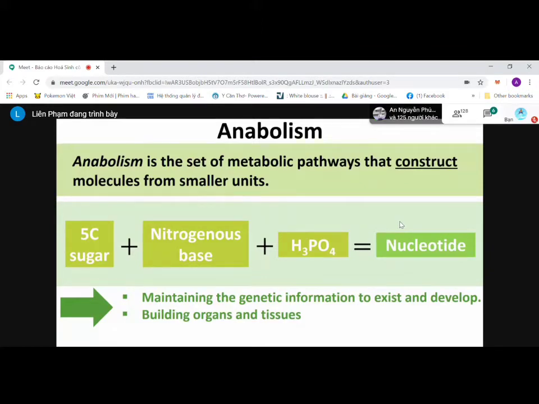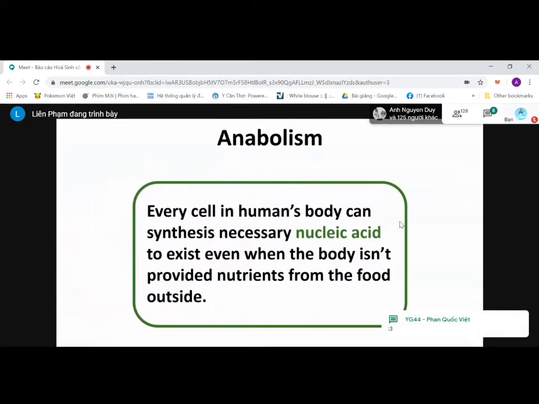Anabolic processes build organs and tissues. They help to maintain the genetic information through many generations of cells to make the human body exist and develop. And every cell in the human body can synthesize the necessary nucleic acid to exist, even when the body isn't provided nutrients from the food outside.